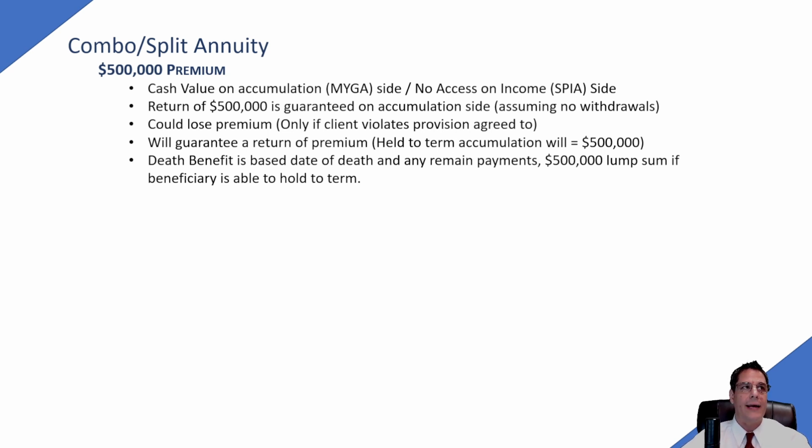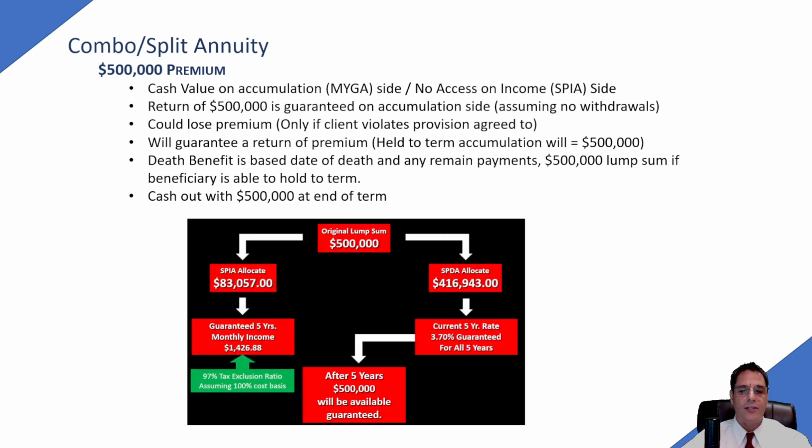So let's say they buy a 10-year split and the client dies, God forbid, in the 7th year. There's 3 years left. A non-spouse beneficiary just continues the contract. The income's going to always pay no matter what. But if they continue the accumulation side after those 3 years, they'll get the $500,000 back. So cash out with the $500,000 at the end of term is guaranteed.